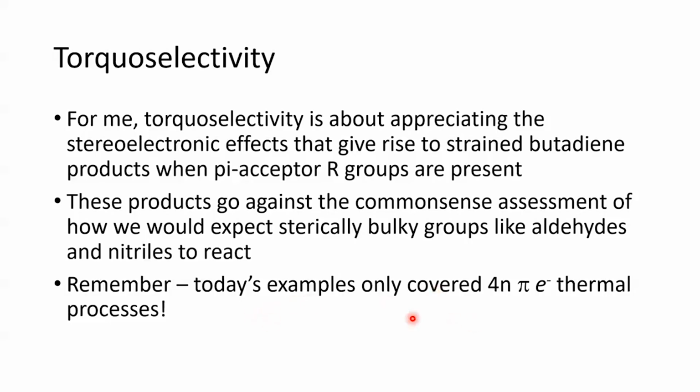Just as a quick note, we've only really covered in these examples the 4n conjugated pi systems under thermal conditions. So there's still the 4n plus 2 and the photochemical processes to wrap your head around.